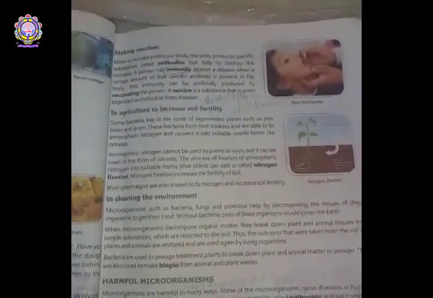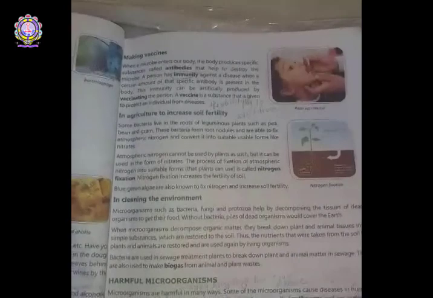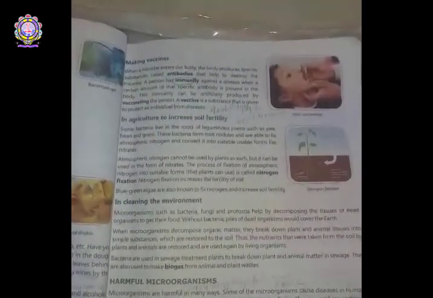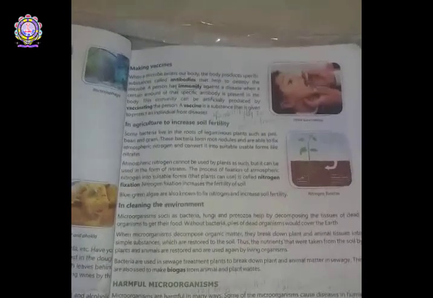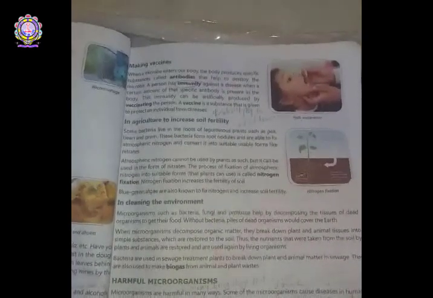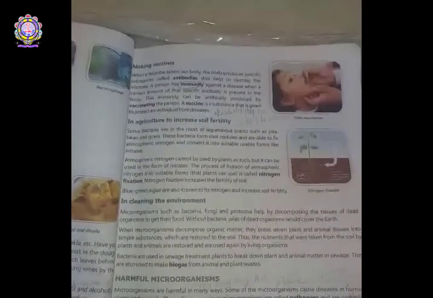In making vaccines, microbes play important roles. A vaccine is a substance that is given to protect an individual from diseases. When microbes enter our body, the body produces a specific natural substance called antibodies that helps to destroy the microbes.